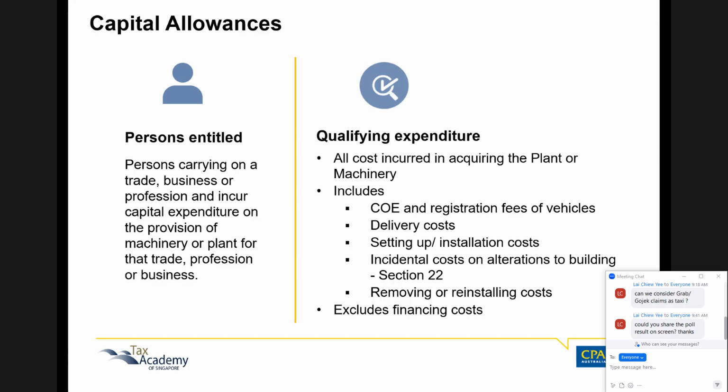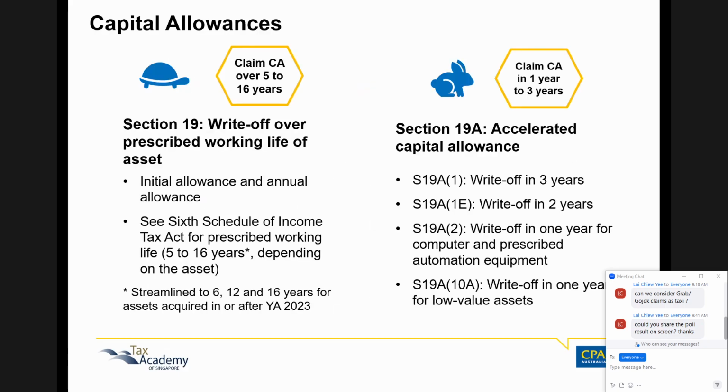Okay, so in this case, if I go back a bit, I said that this is for a person carrying on a business or trade. So your normal trading company can claim, but if a company only derives passive income, for example the investment holding company, then they cannot claim CA. Of course, we will be looking at a trading company, so the investment holding company part is just for info. Okay, so we know who can claim CA.